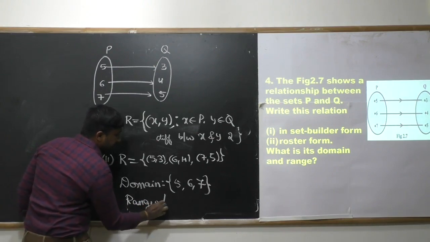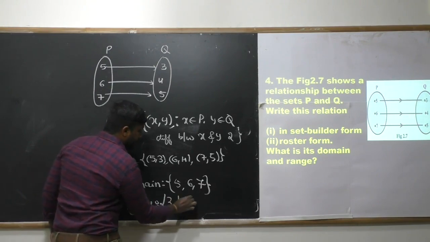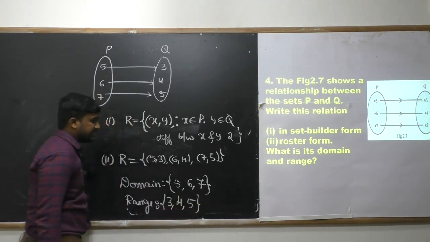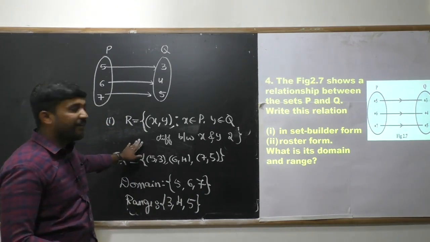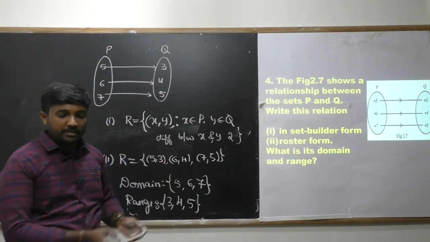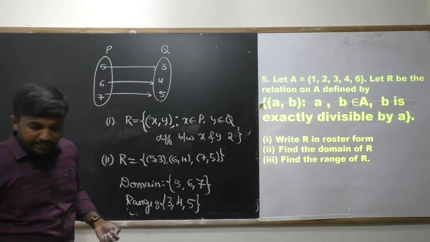Range is set containing elements 3, 4, 5. It is the range. Got the answer? So ಈ condition ನೀವು identify ಮಾಡೋದೇ ತುಂಬ important. Okay? Read the next problem.